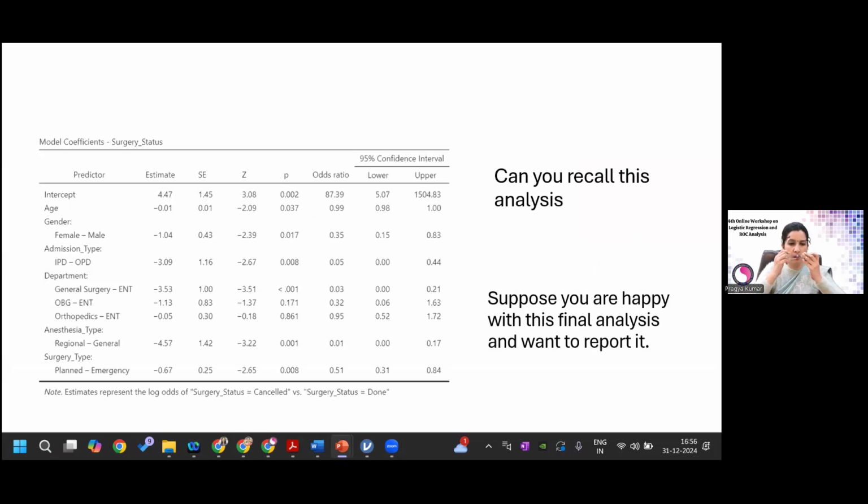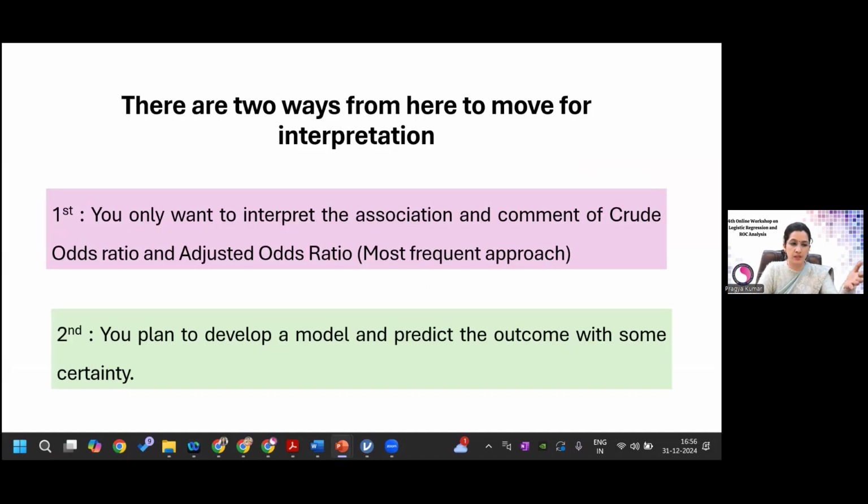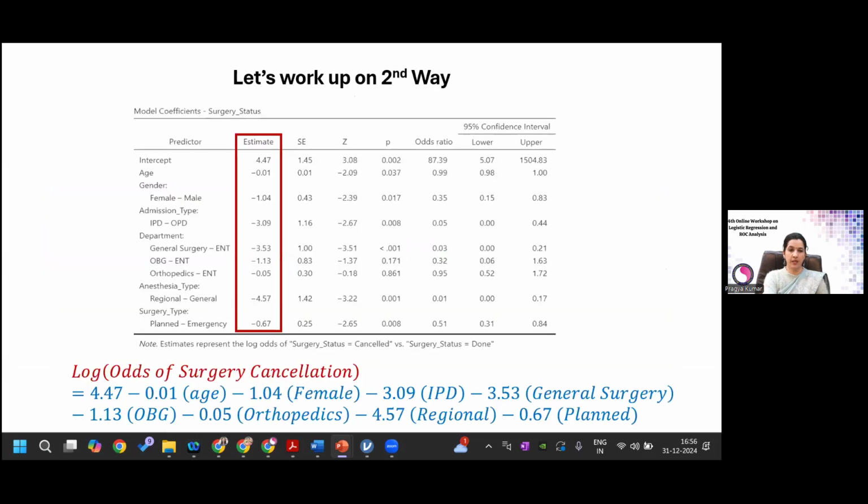So this was the output. If you can recall, we took all these predictors and developed this final analysis. Now there are two ways. Either I can go with this and tell the association. My first way of interpretation will be to only interpret the association and comment on the crude odds ratio and the adjusted odds ratio, which is the most frequent approach. Else, I may plan to develop a model and predict the outcome with some certainty. In that case, how will I form that equation?